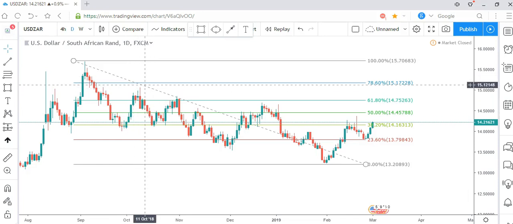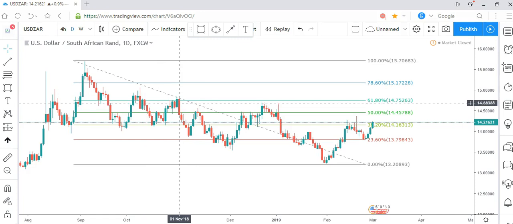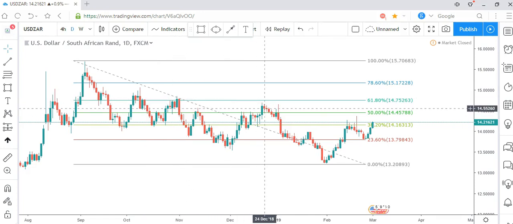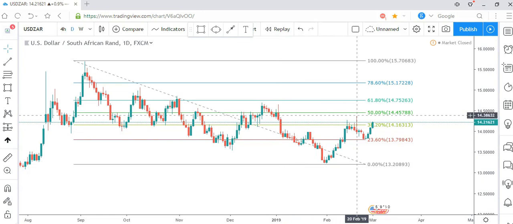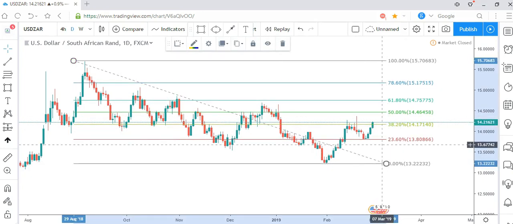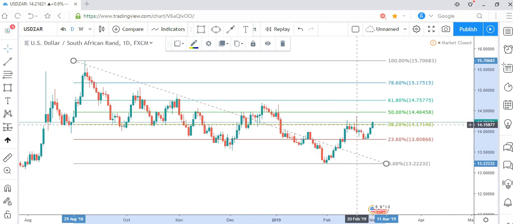This is the 78.6% retracement level, 61 level, and we had a turnaround also. 50% retracement level, we see the price rejection at that level, and right here again the 38.2 retracement level, and we got another rejection there too. So you can see how this tool is working perfectly well on a trending market.